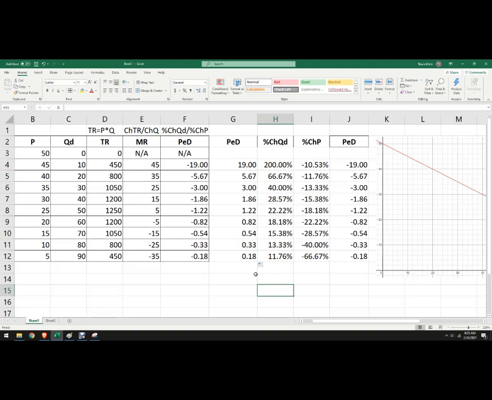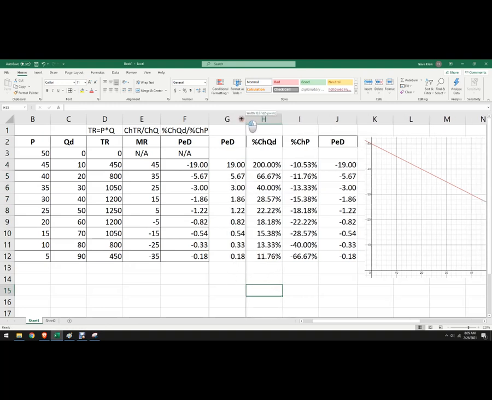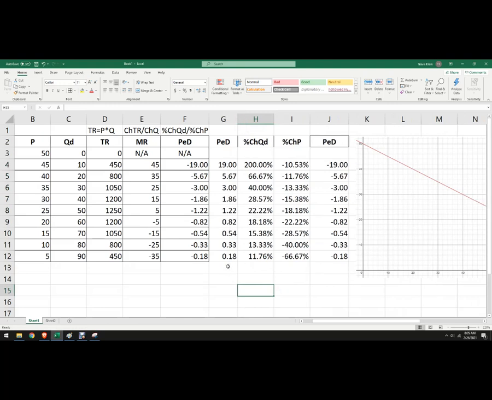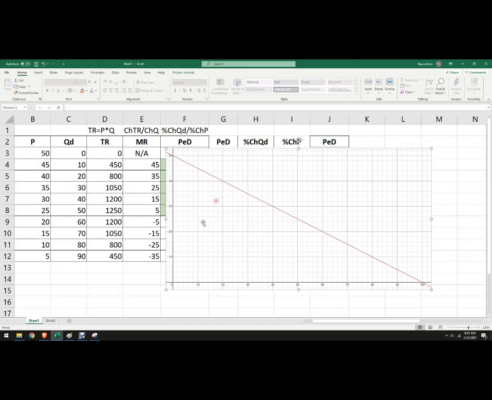Okay, so recall the interpretation of elasticity, and what that is when price elasticity of demand is above 1, you have an elastic demand. Okay, so I'll highlight those guys in like a light green here. So that's the elastic range. So from the prices of 50 down to 25, we're in the elastic range of the demand curve. Okay, and here's our demand curve. So what does that mean? 50 down to 25, that's the elastic range.